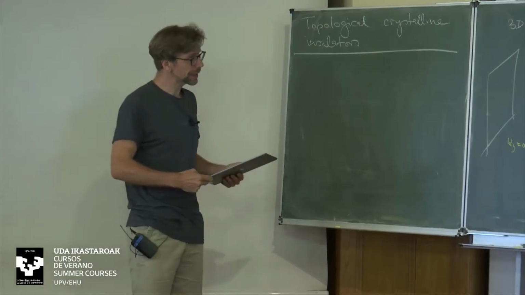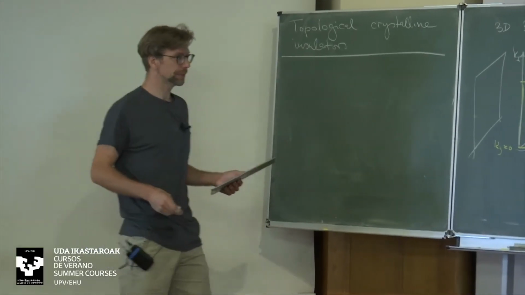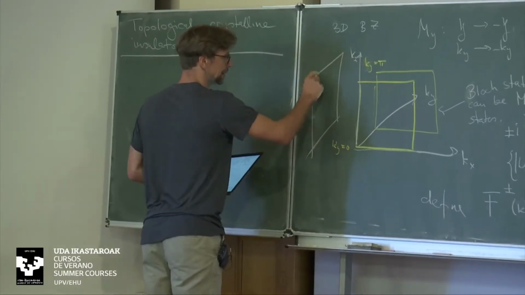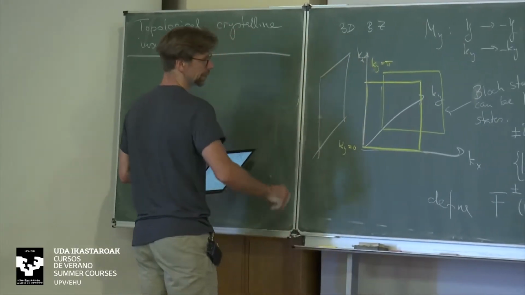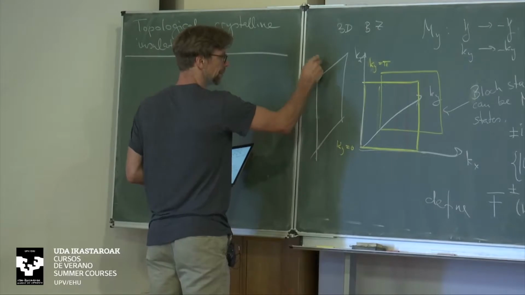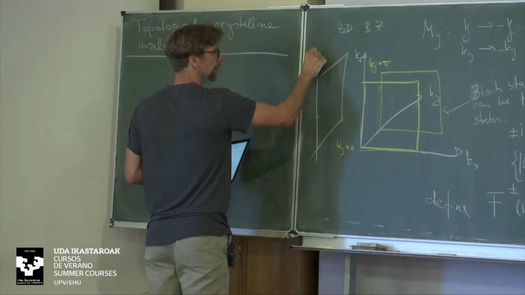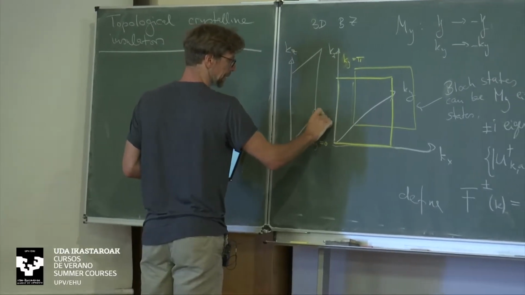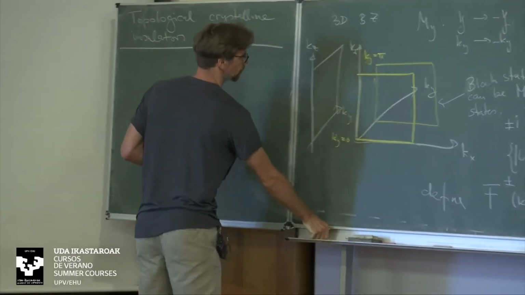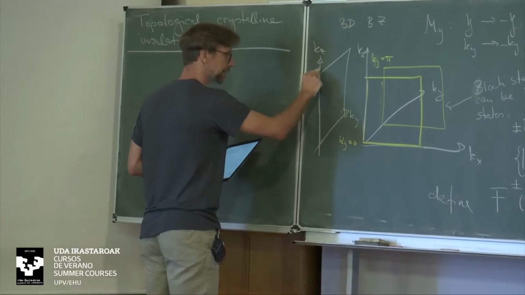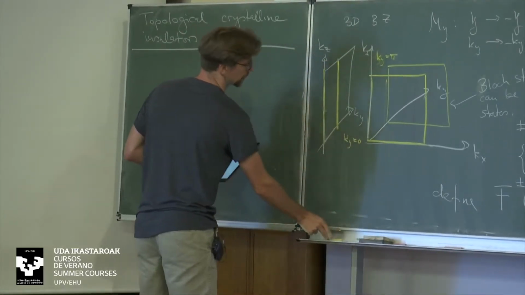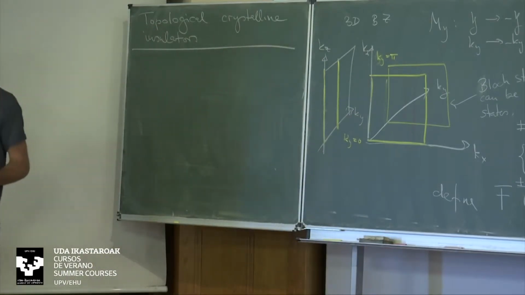So now we can think about the bulk boundary correspondence, and for that, let's look at the surface Brillouin zone. So here's our surface. It's My invariant. So we have ky and kz, let's say. And now there are these projections of these mirror planes, which are these mirror lines in the surface Brillouin zone.